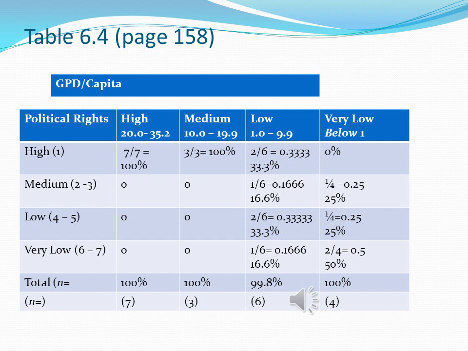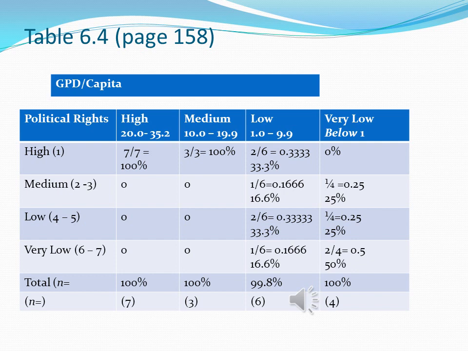Notice the total here does not equal 100. It's 99.8%. The reason why it doesn't equal 100 is because we rounded, and the rounding loses the accuracy, so you can't get 100% for that. That's why it's not 100%.